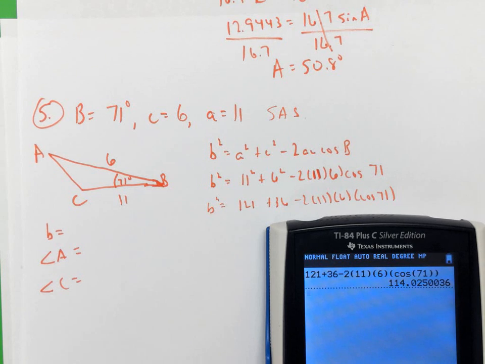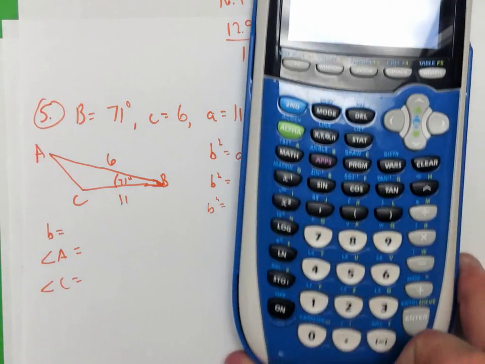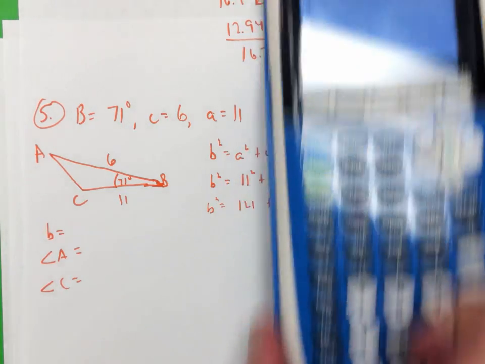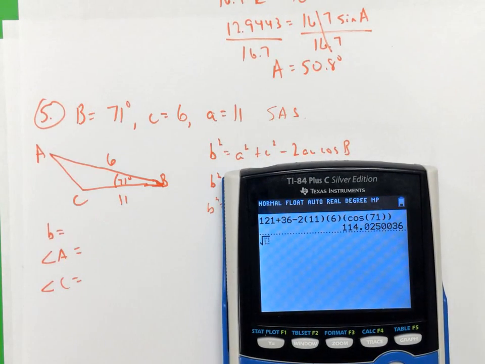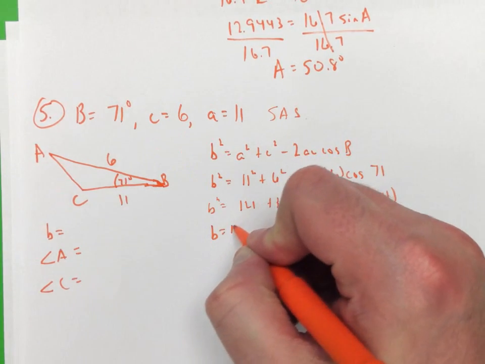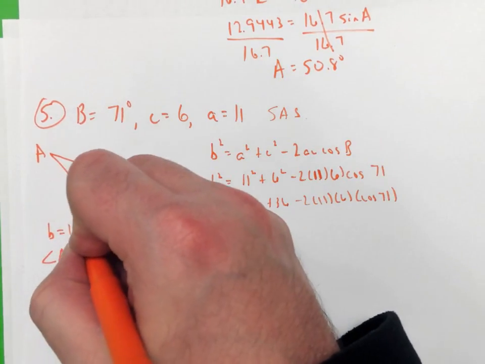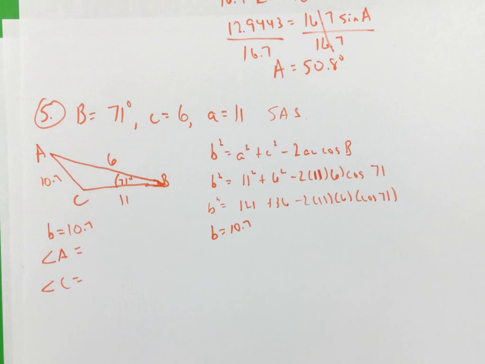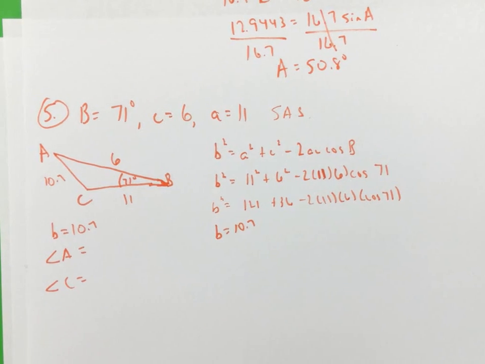Hit enter. Okay, I'm going to take the square root of that. I'm going to find my answer button. That's down here, right here. Put that under the square root. And I get 10.7. So B is equal to 10.7. Well, guys, that's great news, because now we've got an angle and a side across from it. I can use the law of sines to finish solving the problem.